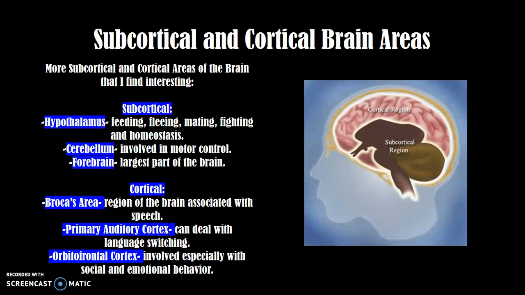The cortical areas would include Broca's area, which is a region of the brain associated with speech. The primary auditory cortex can deal with language switching, so I found that one really interesting because, for example, since I primarily speak English, that's basically my only language, that would be me listening to somebody speak Spanish to me, or French, or any kind of other language, or me speaking that back to them. And then we also have the orbital frontal cortex, which is involved especially with social and emotional behavior. So up here are the cortical regions of the brain, and then in the middle area, the purple area, are the subcortical regions of the brain.